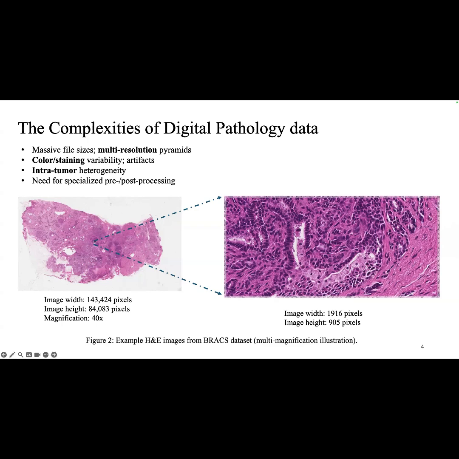We also face significant color and staining variability across different laboratories and scanners. There are imaging artifacts, and critically, there is intra-tumor heterogeneity, which means different regions of the same tumor can look different and have different molecular profiles. So all of these factors mean that we need a specialized pre-processing and post-processing pipeline. Standard computer vision approaches often fail because they are not designed for medical images of this scale and complexity.